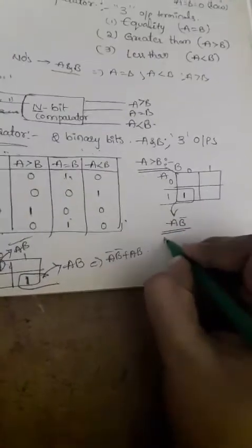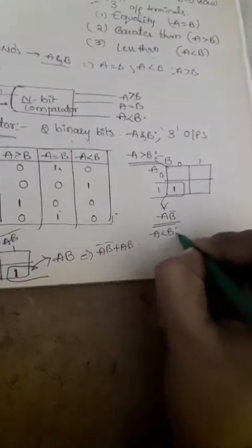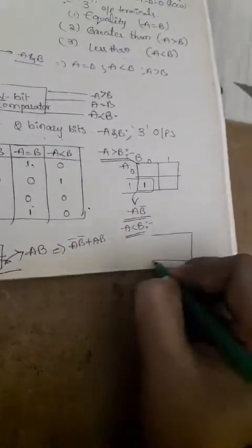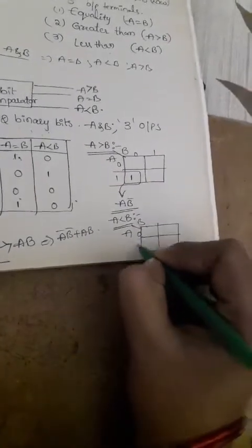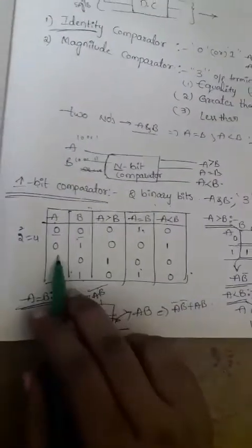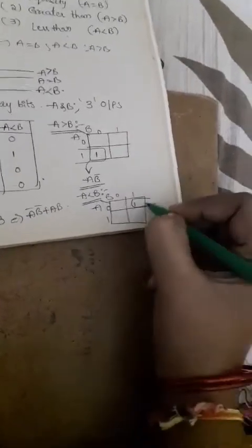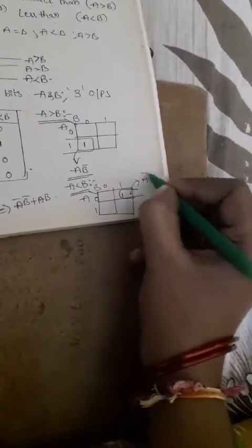Now coming to the A less than B condition. For the A less than B condition, again we have to consider the two-variable K-map, 0 1 0 1. So which condition is true here? That is nothing but the 0 1 condition. So 0 1 condition means here we'll get the prime implicant, that means A complement and B. So finally we are getting the three Boolean functions for these three output functions.